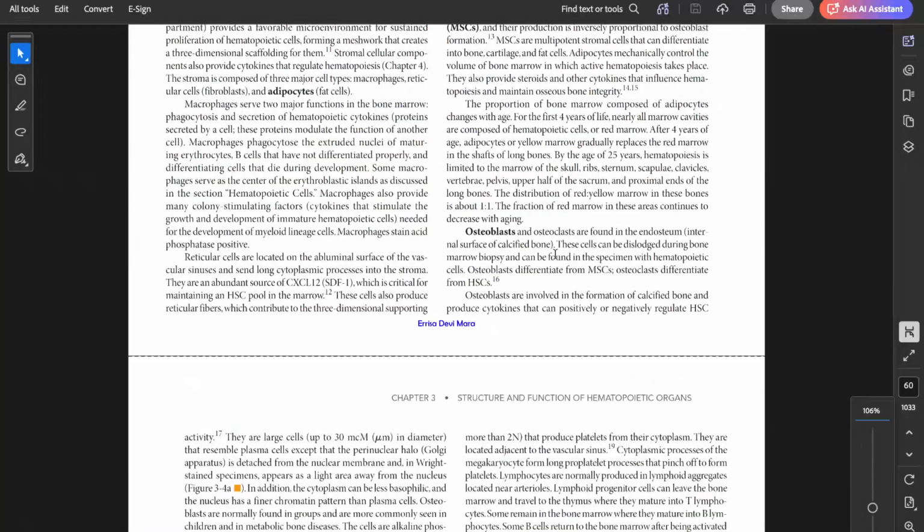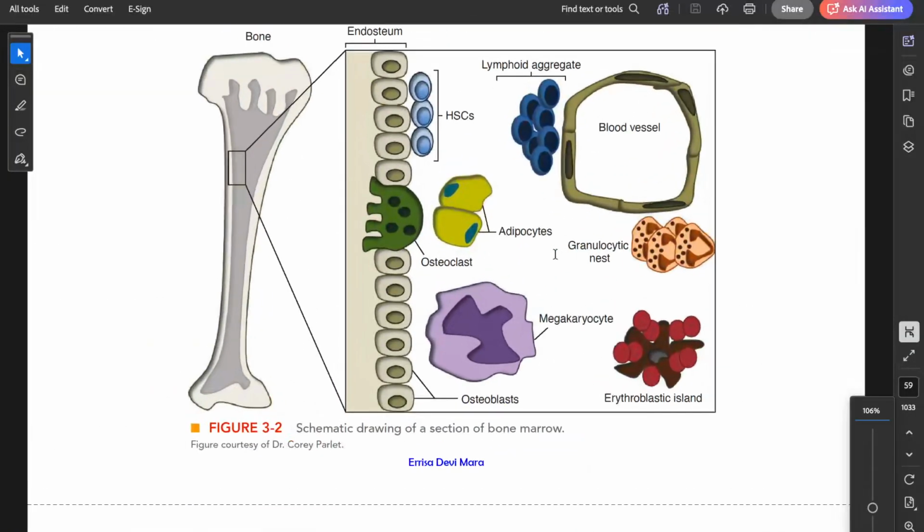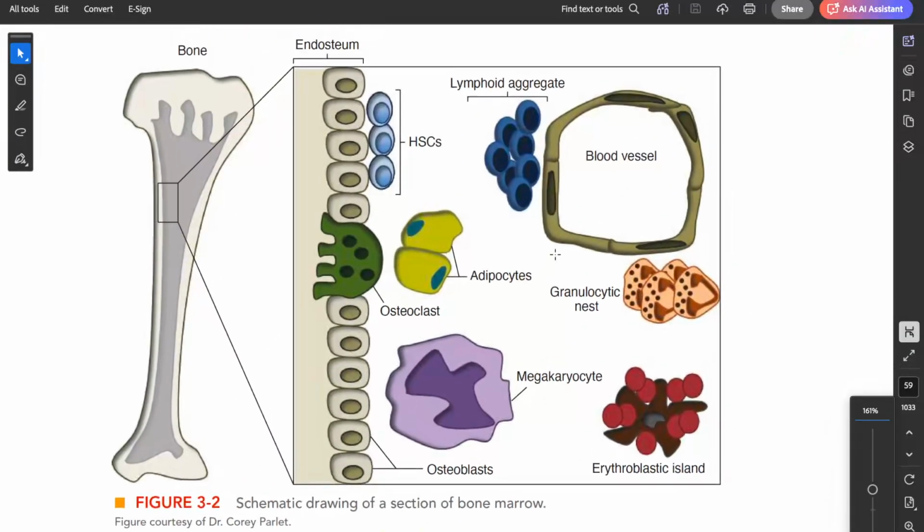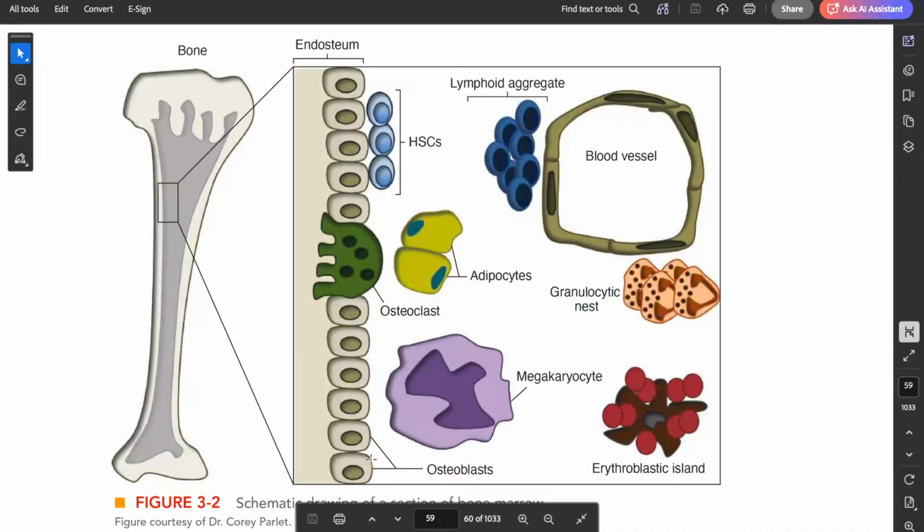In this diagram, you can see the locations of various cells. Here in the endosteum, there are osteoclasts and osteoblasts. There are a lot of osteoblasts. Note the size and shape of osteoclasts and osteoblasts. Osteoblasts are cuboidal, with only one nucleus. Osteoclasts have different shapes and multiple nuclei.